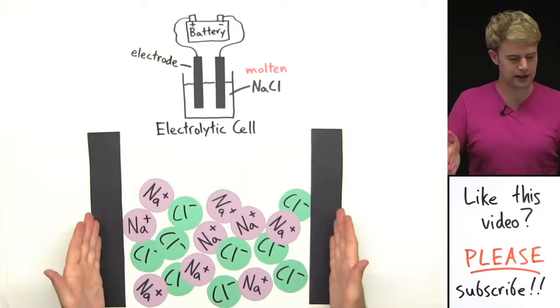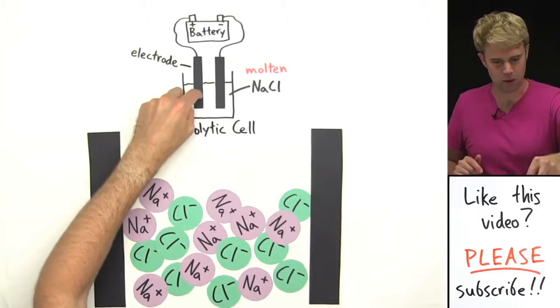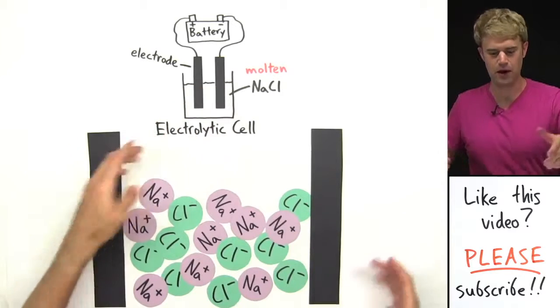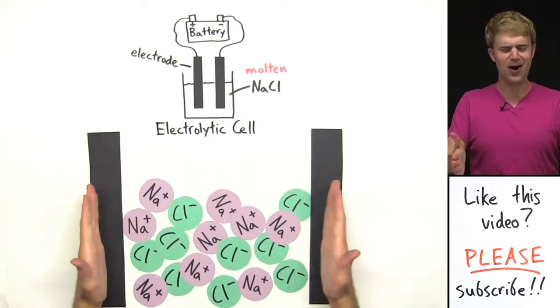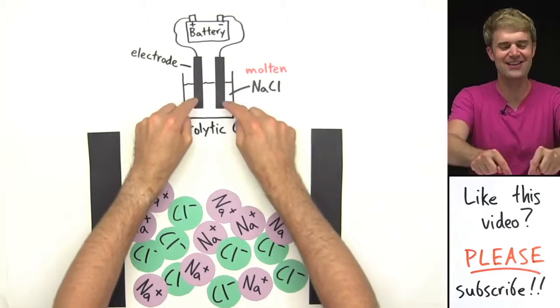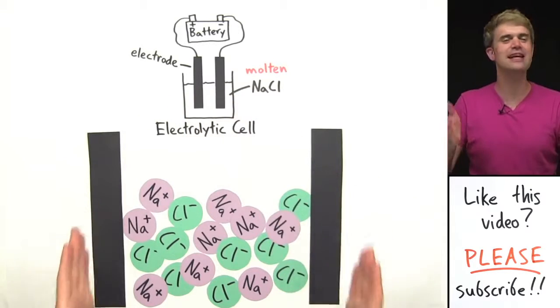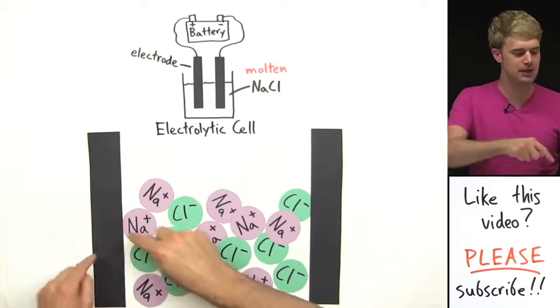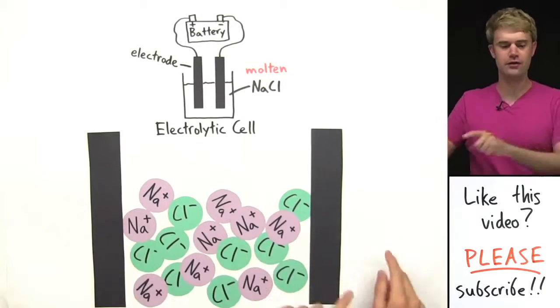Now, here are the electrodes. This is that one, and this is that one. These electrodes in the diagram here are way, way, way closer together than they should be. This is definitely not to scale, but I wanted you to be able to see both of the electrodes.